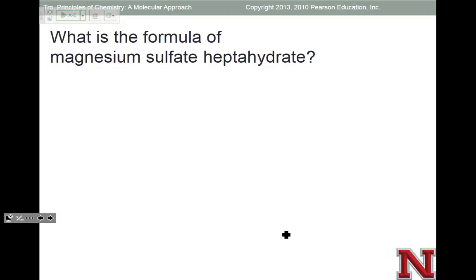If we're looking at this example, what is the formula of magnesium sulfate heptahydrate? So first off, we have magnesium. That's pretty easy. It's magnesium, so we know that's Mg. And then that's also with our sulfate, which is SO4 2-. That is the polyatomic ion that goes with the name sulfate. So the first thing we want to do is balance this. That is a 2+ charge and a 2- charge, so it's going to be MgSO4. That's balanced, it already cancels out.